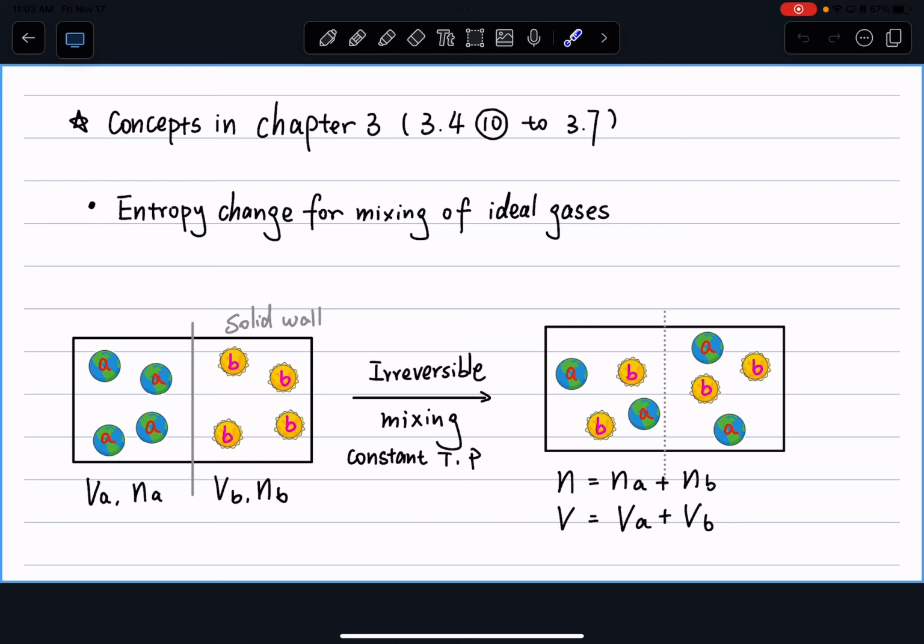So let's get started. In 3.4, remember we talked about the entropy change for mixing of ideal gases. Here's the setup: you have 2 gas chambers separated by an adiabatic solid wall. Upon removing that solid wall, we have the irreversible mixing of the 2 ideal gases, and we end up with the final total number of moles equal to Na plus Nb, and the final volume equal to Va plus Vb.